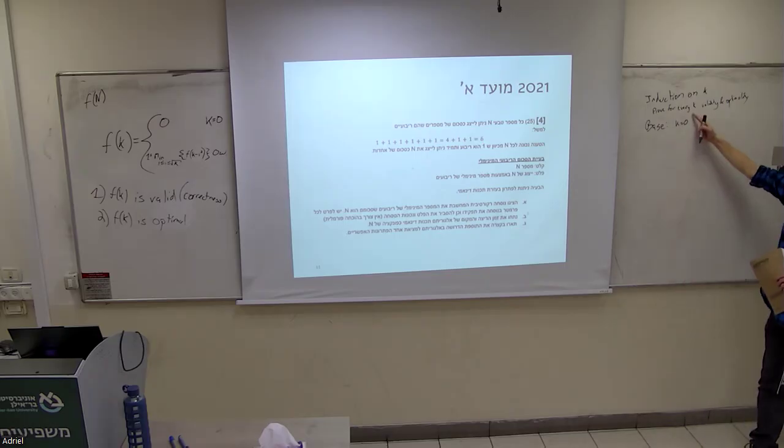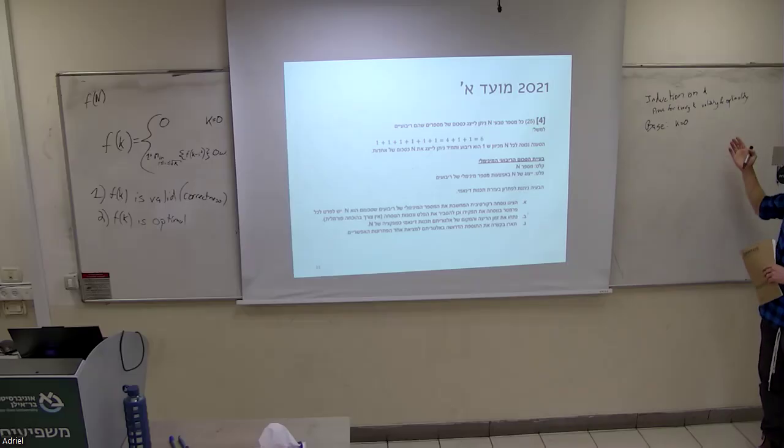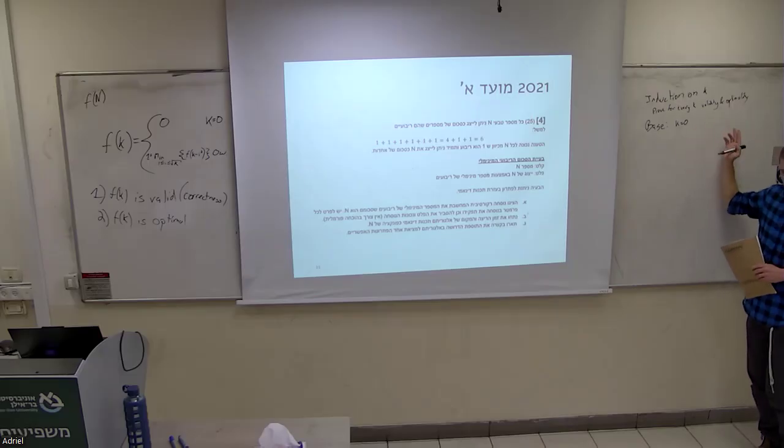Now we have to prove for 0 that it's valid. Taking 0, representing it with no numbers, it is valid. And also proving optimality, that there's no way to get lower. You can't represent it with less than 0 things. So those are both just trivial. You can just write them in a couple of words.